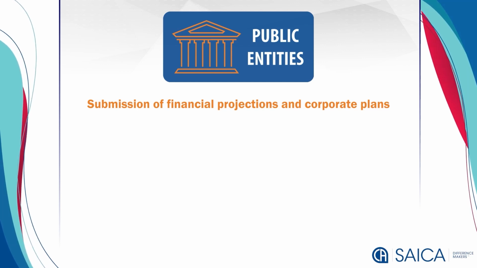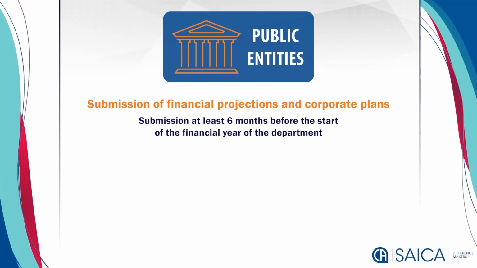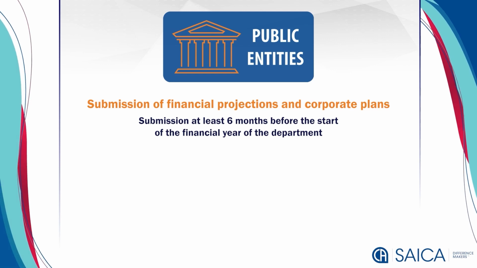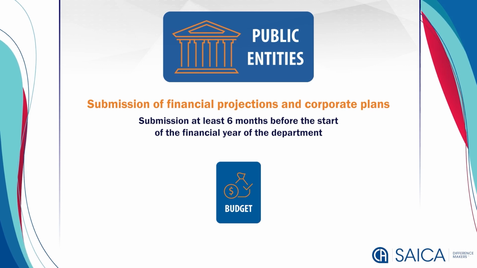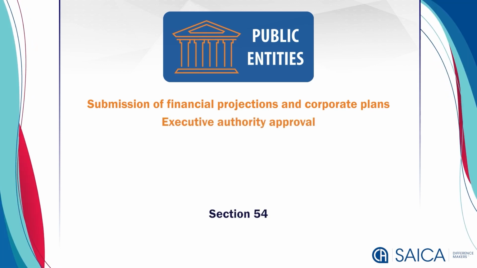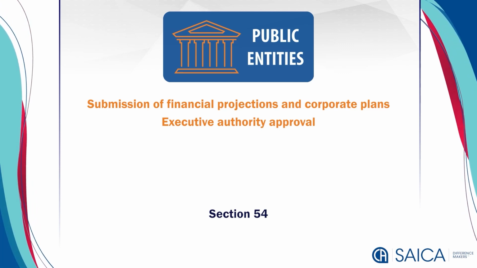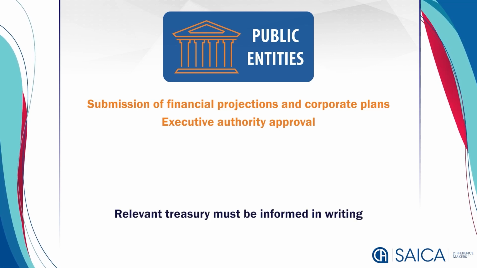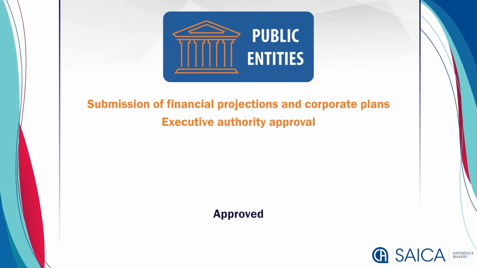The accounting authority must submit to the executive authority responsible for that public entity at least 6 months before the start of the financial year of the department a budget of estimated revenue and expenditure for that financial year for approval by the executive authority. Section 54 indicates that before a public entity concludes certain transactions, commonly known as significant transactions, the relevant treasury must be informed in writing and the transaction must also be approved by the executive authority.